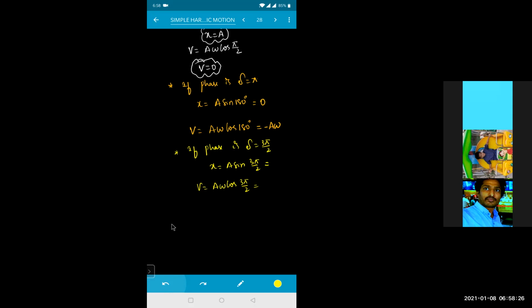The same way, one more I told you: if the phase value theta is equal to 2 pi, then x is equal to a into sin of 2 pi, so that will be equal to 0. And v is equal to a omega into cos of 2 pi. Cos 360 is nothing but equal to 1, so this will be a omega. Is it clear?